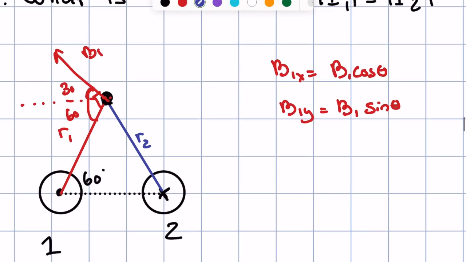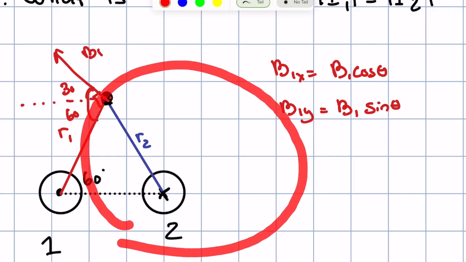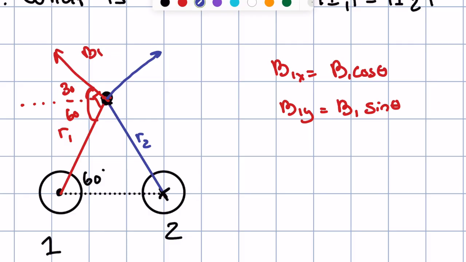And so we can do the same thing on the other side for B2, where now our thumb is pointing into the page, so our hand is wrapping around in the clockwise direction. And so at this point, our tangent line is pointing like that. So this is B2, same deal, this is 30 degrees.